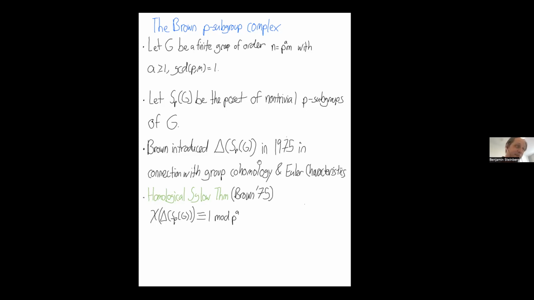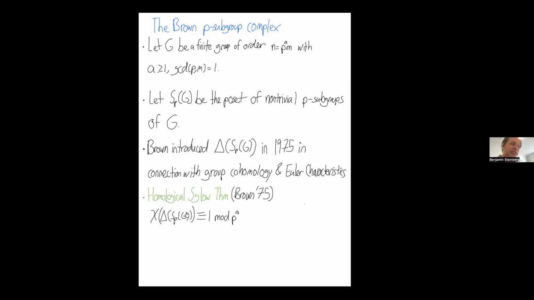So Ken Brown, back in 1975, he introduced the poset of non-trivial p subgroups in connection with group cohomology and Euler characteristics. Actually, he even did this for infinite groups. He didn't care whether it was finite or not. And most of the interest in this has been for the finite case.